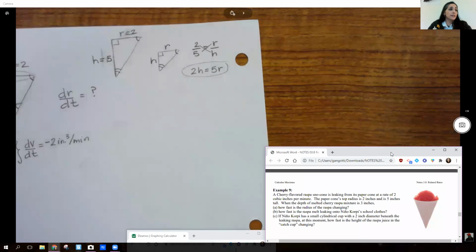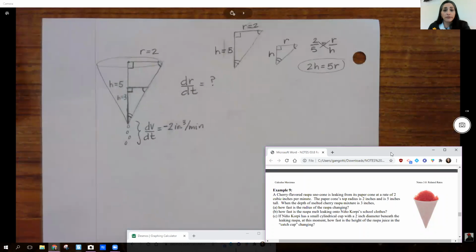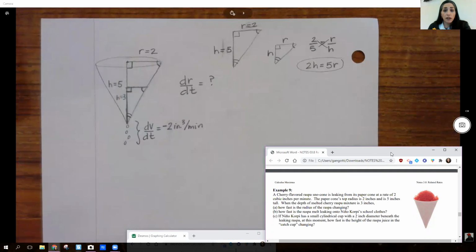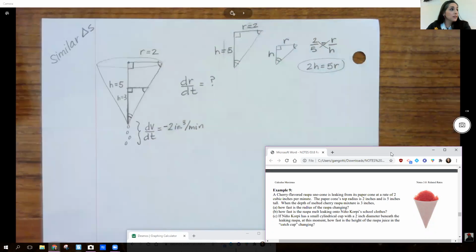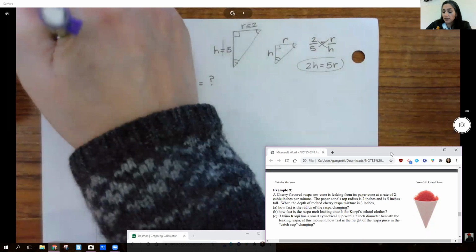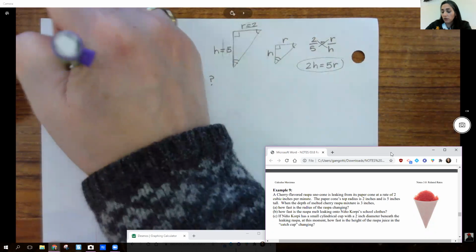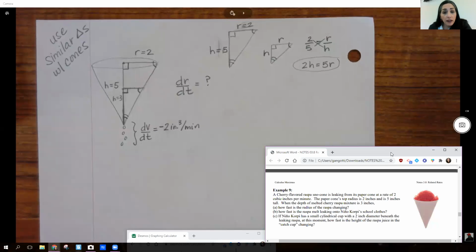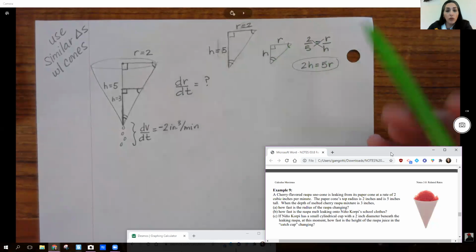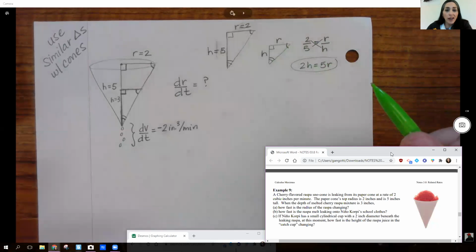And this always happens when you have a cone. So if you want to make a little note to yourself: use similar triangles with cones. So instead of Pythagorean theorem, do the similar triangles. See how when we did this ratio, we only had 2 unknowns? If you tried to do Pythagorean theorem, you'd have 3 unknowns, and you don't have enough information for it.